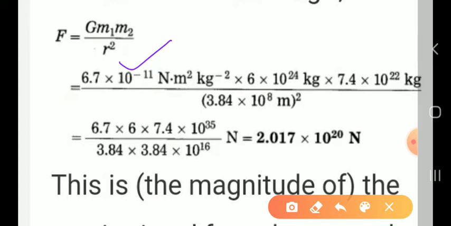Now, into 7.4 into 10 raised to 22 kilogram. M2 is given. Radius is given 3.84 into 10 raised to 8. So on calculation we will get here 6.7 into 6 into 7.4 into 10 raised to 35, because whatever minus indices and plus indices are there, all that we will calculate and see what the answer will come.